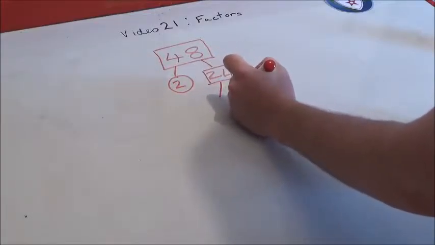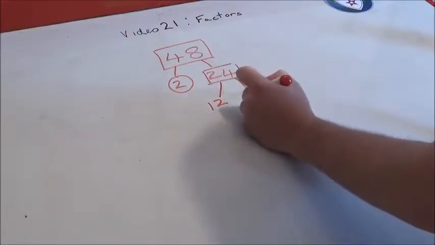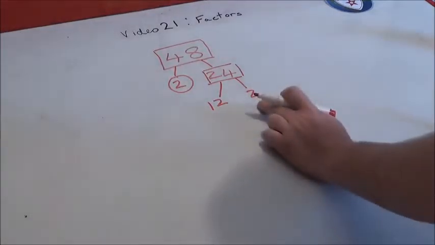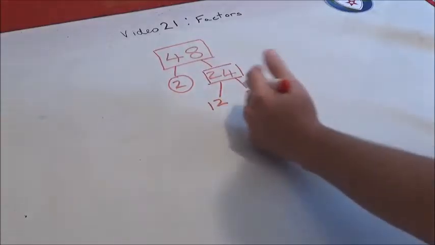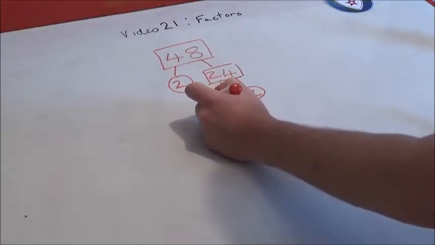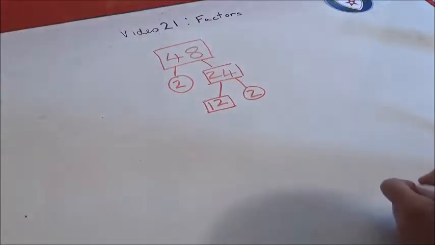So let's have a factor pair 12 and 2. Doesn't matter which way we write them round, it doesn't make any difference. So here again, we know that 2 is a prime number, so I'm going to put a circle around that, but 12 isn't a prime number. We know that there are factor pairs for it.